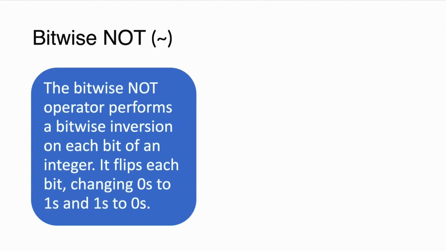Now let us have a look at the next bitwise operator, which is the bitwise NOT operator. First let us have a look at the definition of the bitwise NOT operator. The bitwise NOT operator performs a bitwise inversion on each bit of an integer. So if you want to find out the bitwise NOT for a particular integer, then first you will have to convert the integer into its binary representation, and then you can flip all the bits from ones to zeros and zeros to ones.